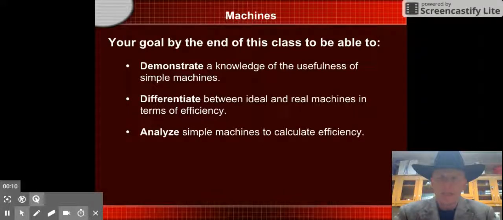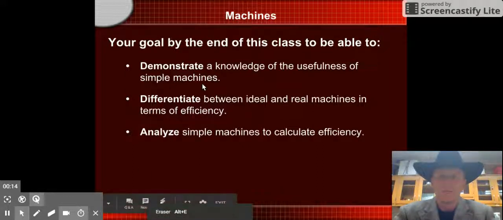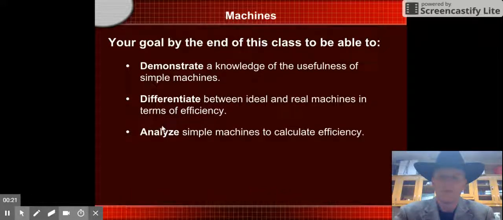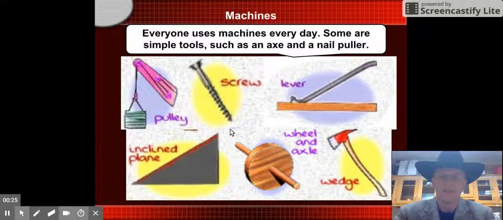Your goal by the end of this video is to be able to demonstrate a knowledge of the usefulness of simple machines, differentiate between ideal and real machines in terms of efficiency, and of course analyze problems dealing with simple machines. So, machines. Everyone uses machines every day.